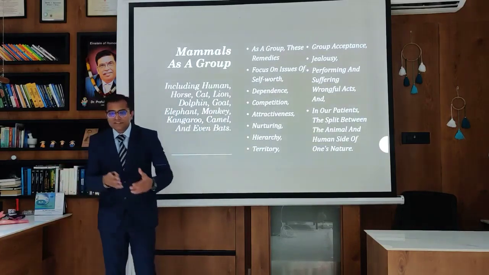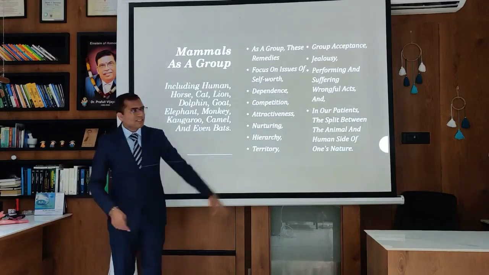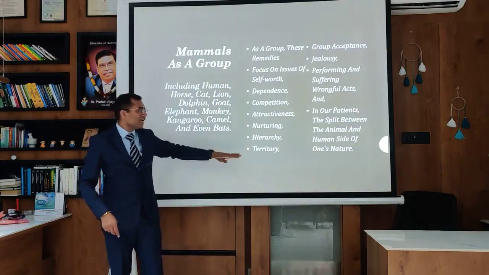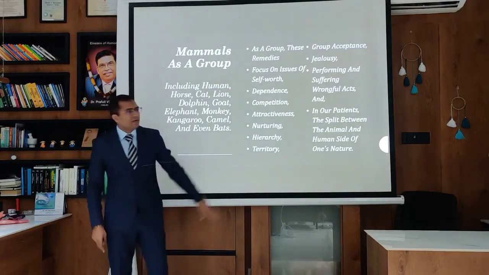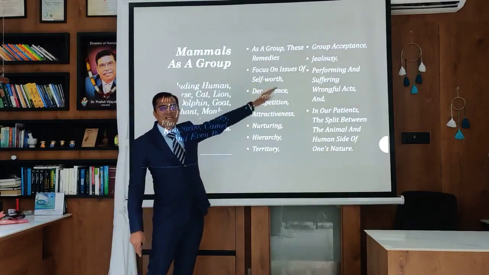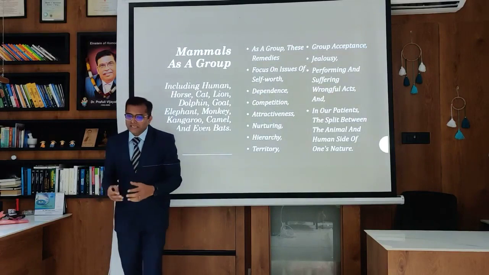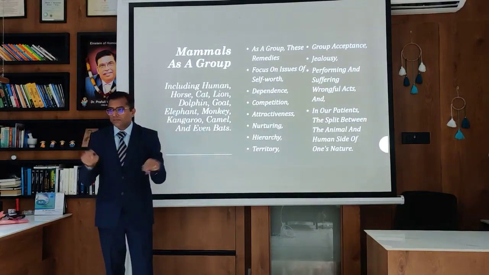So that is what it is: one side is the human nature, one side is the animal nature. So what is the human nature? Dependency, self-worth, nurturing, caring, hierarchy. Okay, but what is the animal nature? Territory, performance, jealousy, group, acceptance, non-acceptance. So both characteristics are there in one person.